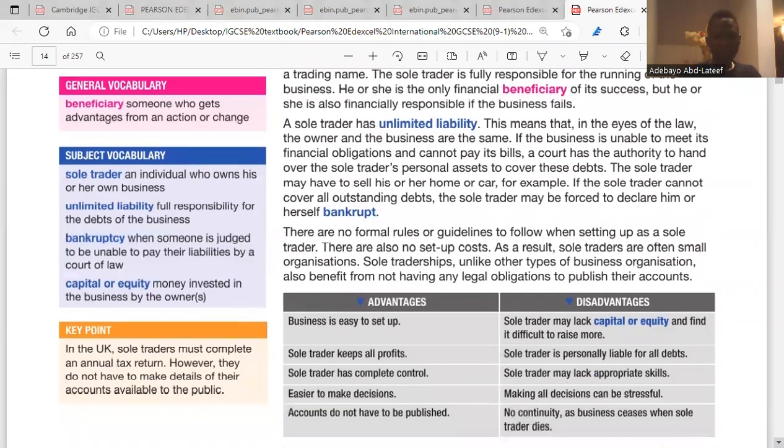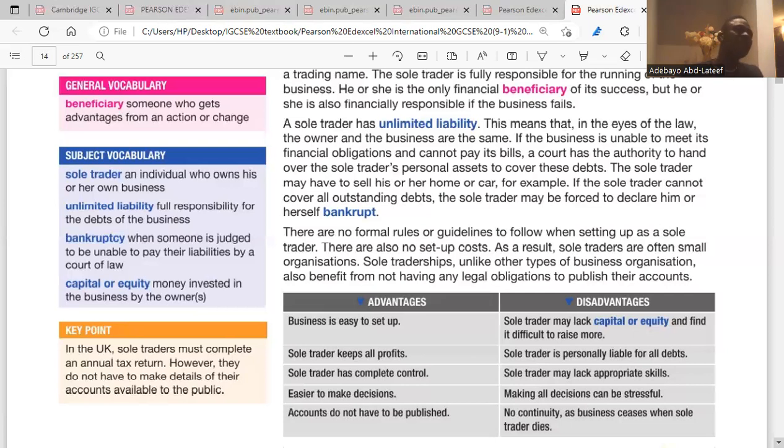A sole trader has unlimited liability. This means that in the eyes of the law, the owner and the business are the same. If the business is unable to meet its financial obligations and cannot pay its bills, a court has the authority to hand over the sole trader's personal assets to cover these debts. The sole trader may have to sell his or her home or car. For example, if the sole trader cannot cover all outstanding debts, the sole trader may be forced to declare him or herself bankrupt.